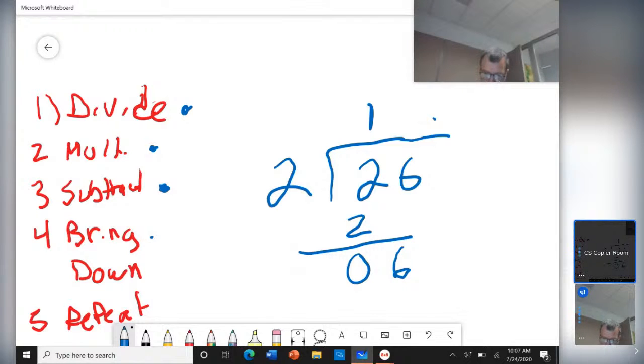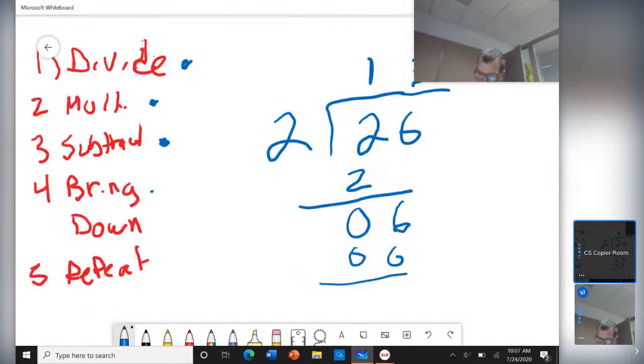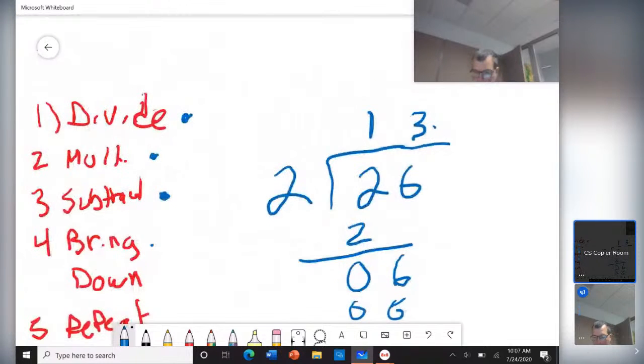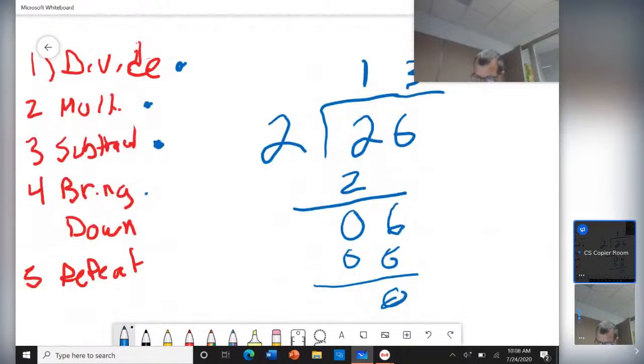So after we repeat, we go back up to divide. 2 goes into 6 3 times. Multiply, 3 times 2 is 6. Subtract. It's going to be 0. So we're done. But if we had another number over here, you would bring that number down. So if you kind of remember these steps: divide, multiply, subtract, bring down, repeat. Now let's do one, and we'll end on this one.